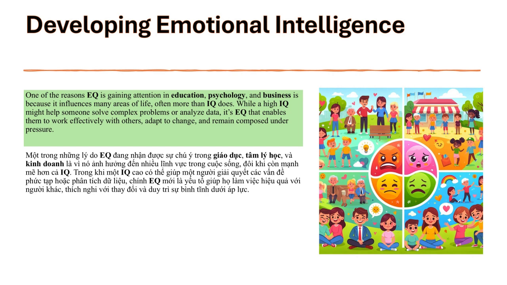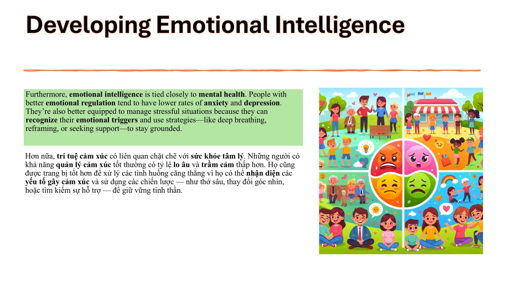While a high IQ might help someone solve complex problems or analyze data, it's EQ that enables them to work effectively with others, adapt to change, and remain composed under pressure. Furthermore, emotional intelligence is tied closely to mental health. People with better emotional regulation tend to have lower rates of anxiety and depression.